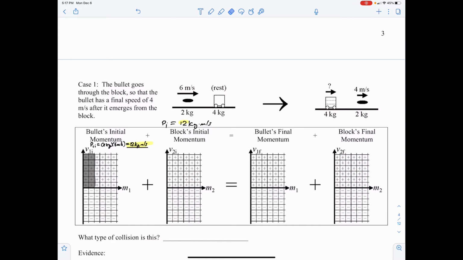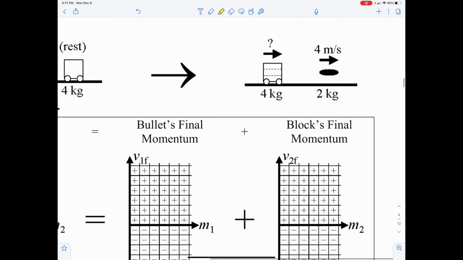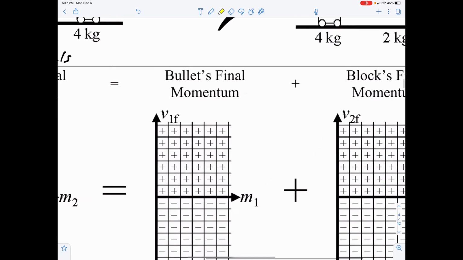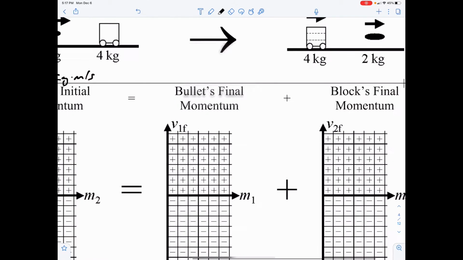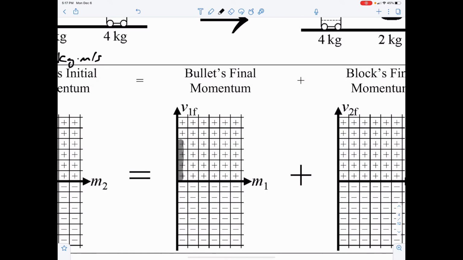Now afterwards, both objects are moving. Let's start with the block. The block has 2 kilograms of mass, or excuse me, 4 kilograms of mass, and let's see how fast it would be going. Oh, I'm sorry. The best thing to do is start with the bullet because we know the full information with the bullet. The bullet is 2 kilograms, and it's going at 4 meters per second. So the bar graph for the bullet would look something like this. There we go.